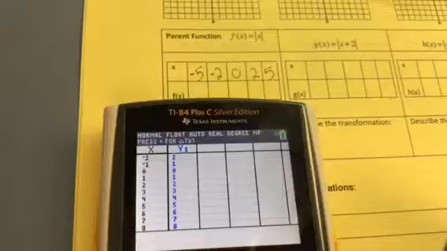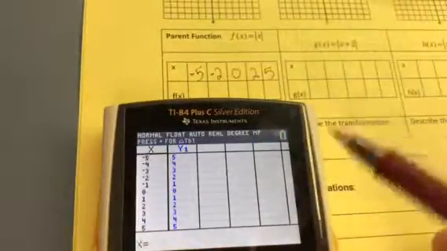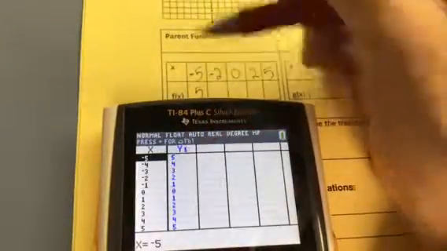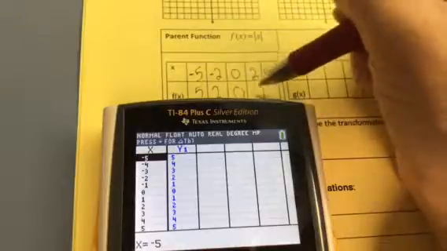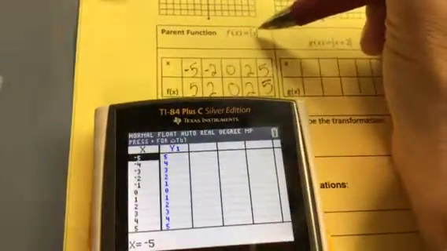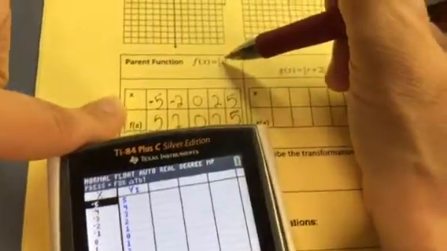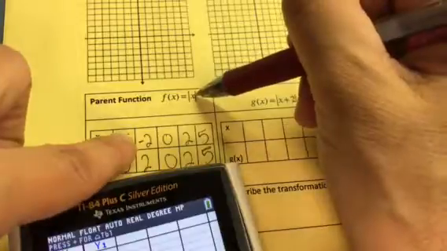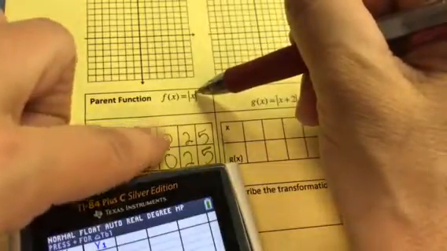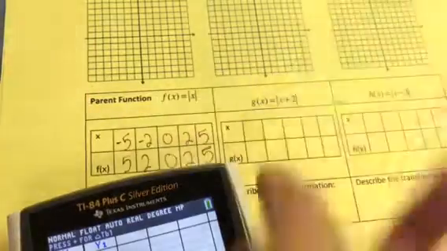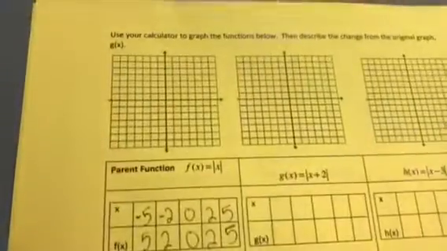All right. So using your arrow keys, you can move up and down. So if x is -5, I can see that my y is 5. If x is -2, my y is 2. 0 gives me 0, 2 gives me 2, and 5 gives me 5. So again, all you did is you put -5 in here, and the absolute value of -5 is 5. Put -2 in, the absolute value of -2 is 2. 0 is 0, absolute value of 2 is 2, and the absolute value of 5 is 5. So I'm going to graph these real fast.